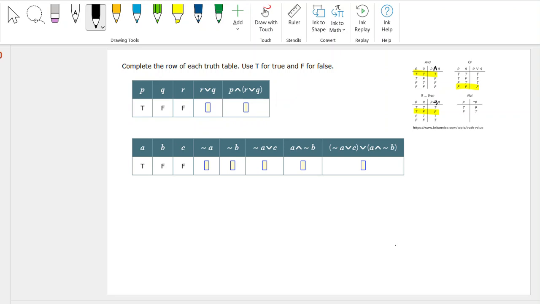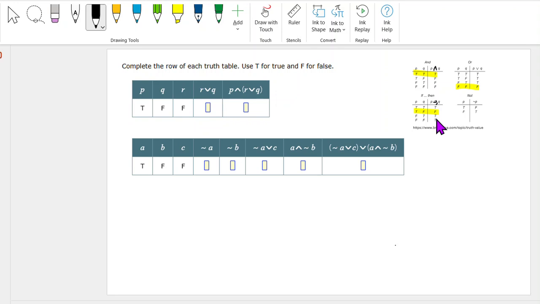And they're easy to remember because with the and, the only one that is true is when both P and Q are true. All the others are false. So you can recreate that quite easily. With the or, the only thing you remember is if they're both false, then the or is false. So therefore you can recreate this. And with the P implies Q, if the first is true and the other is false, that is the only time when the implication is false.